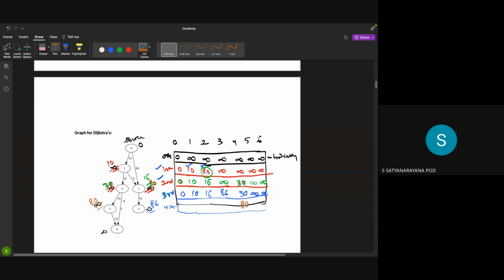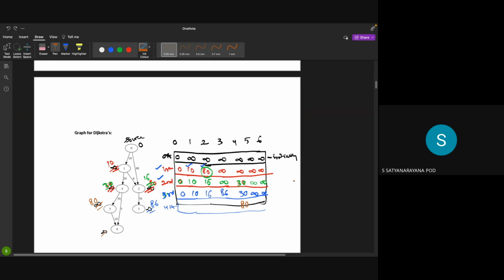So still 4 is having another adjacent. What is another adjacent? 4 is having 6. So 4 to 6, first let us update. Already 4's reachability is 30. 30 plus 5 is 35. So 35 is smaller than infinite, so 35 is updated for that sixth vertex.